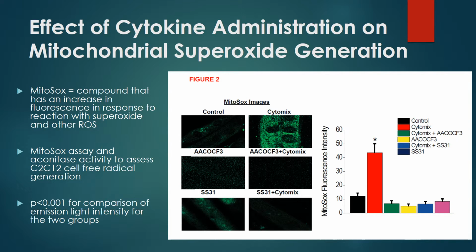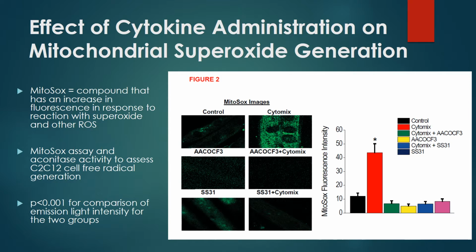The researchers next wanted to examine the effect of cytokine administration on C2C12 cell superoxide generation. In figure 2 on the right, MitoSOX fluorescence, which I'll be explaining, is shown on the y-axis, and the control and treatment groups of cytomix, inhibitor, and superoxide scavengers are shown on the x-axis. MitoSOX images are shown to the left. The cells were treated with both MitoSOX and cytomix. MitoSOX is a compound that has an increase in fluorescence in response to reactions with superoxide and other reactive oxygen species.